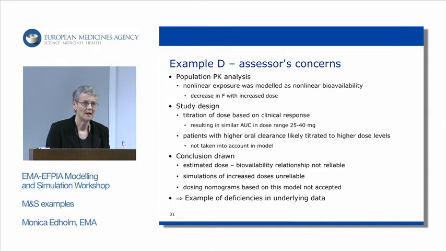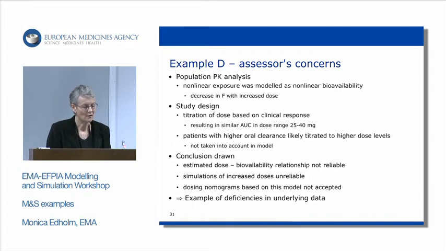The assessor had concerns here because in the population PK analysis the nonlinear exposure was modeled as nonlinear bioavailability. So there was a decrease in bioavailability with increased dose. But the study design was a titration of the dose based on clinical response, resulting in similar AUC in the dose range 25 to 40 milligram.